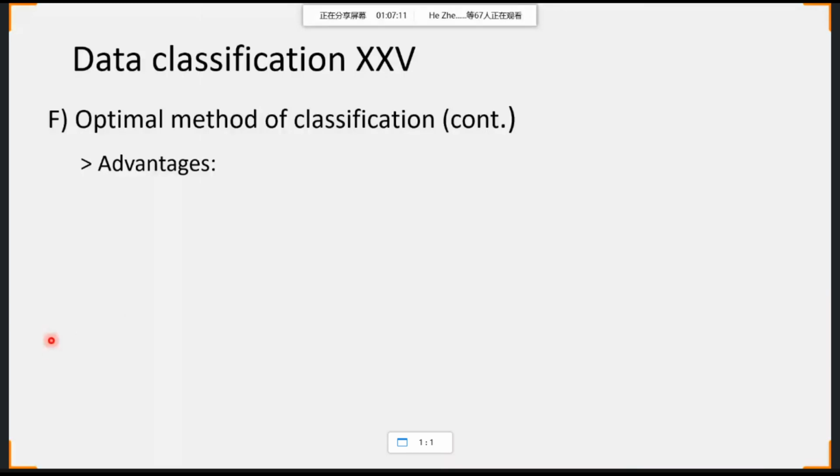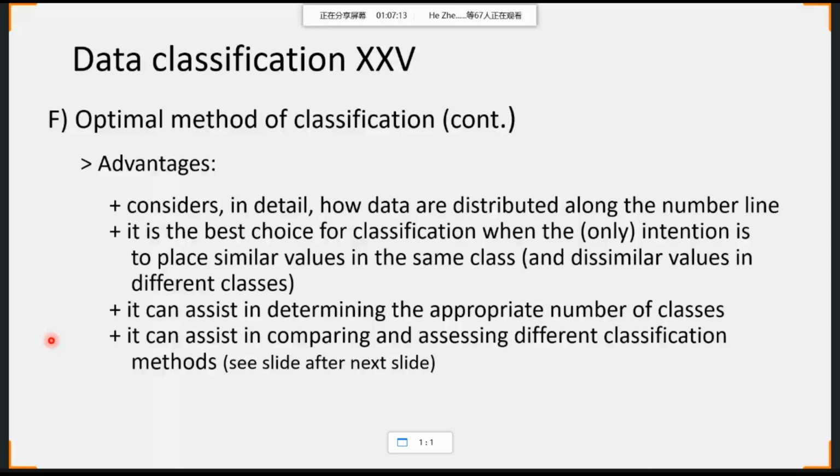The advantages. Now, this method considers in detail how data are distributed along the number line. It is the best choice for classification when the only intention is to place similar values in the same class and dissimilar values in different classes. It can assist in determining the appropriate number of classes, which is important, and it can assist in comparing and assessing different classification methods. This is also an interesting aspect here.